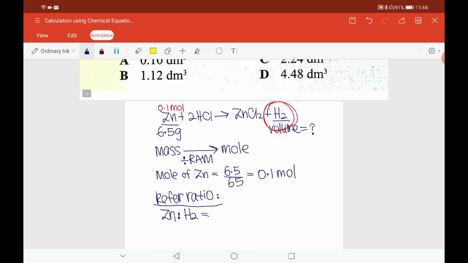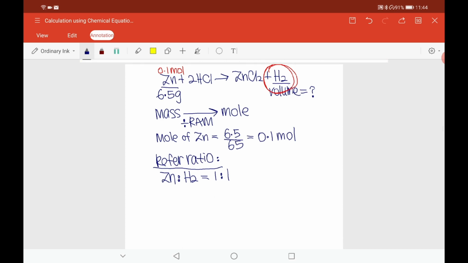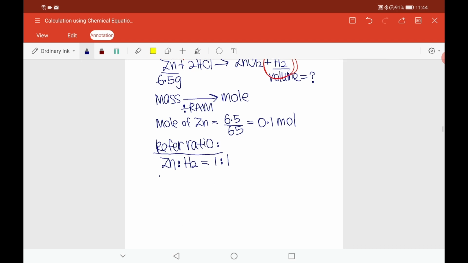So the number in front of zinc is 1. The number in front of hydrogen is 1. So the ratio is 1 to 1. When we get the ratio 1 to 1, it means the mole is the same. When they have the same ratio, the mole will be the same. So from here we can find the mole of the hydrogen. The mole of hydrogen should be exactly the same as the zinc, which is 0.1 mole.